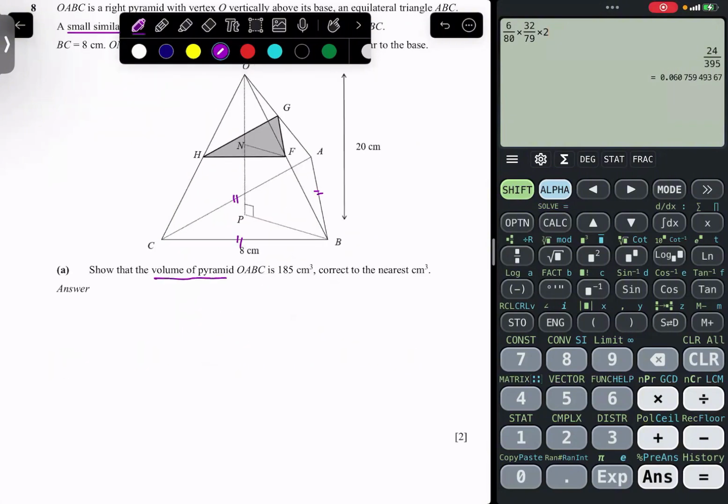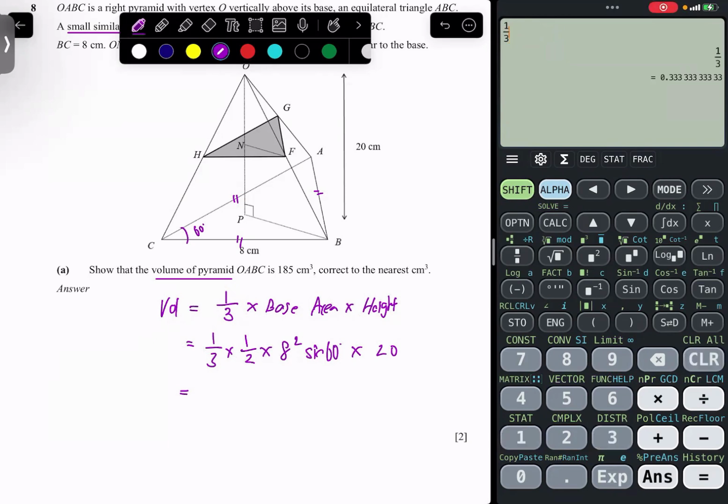So volume of pyramid, the formula, is similar to volume of cone. Volume of pyramid equals 1/3 times base area times height. Now the base area down here is an equilateral triangle. So 1/3 times half times 8 squared sine 60 degrees times 20. Because I'm using half ab sine C, and since all the angles are 60 degrees, it doesn't matter which side. The two sides are the same, 8 cm, and the angle is 60 degrees. So I can just do this. All right, so on the calculator, 1/3 times half times 8 squared times sine 60 times 20.